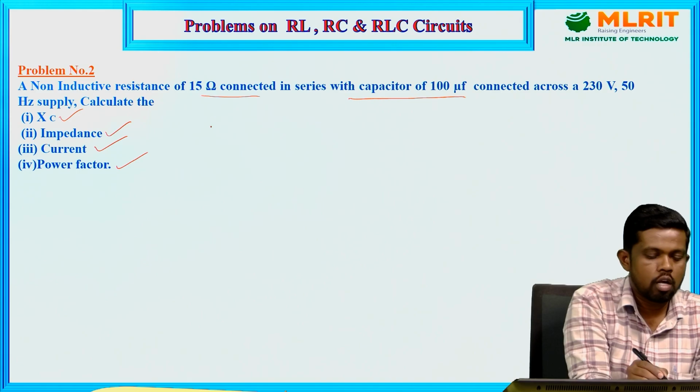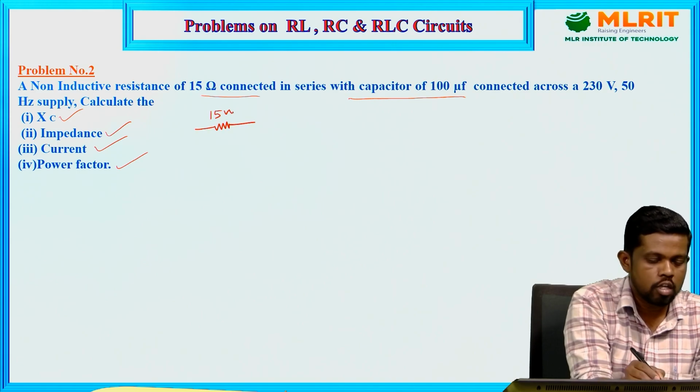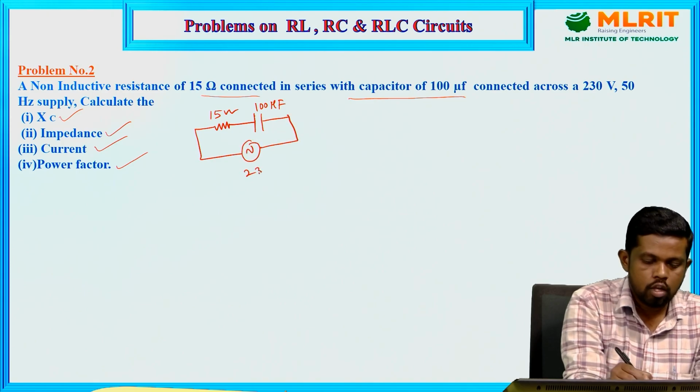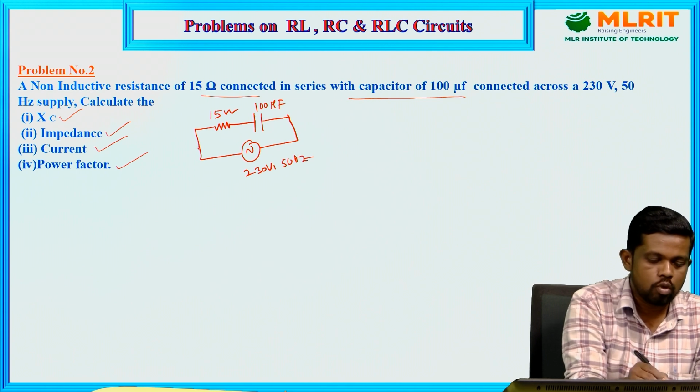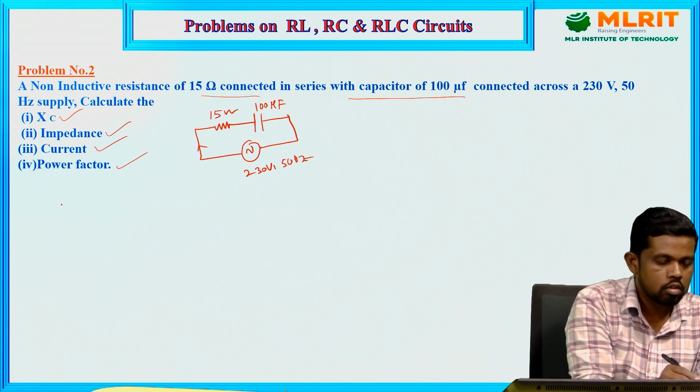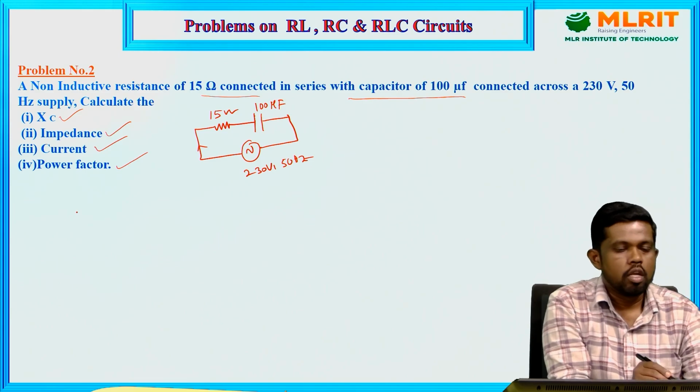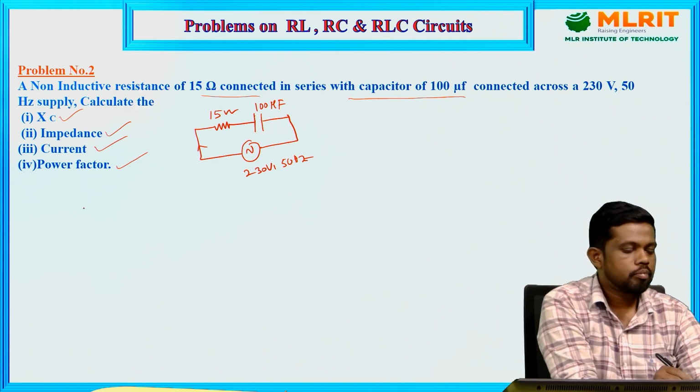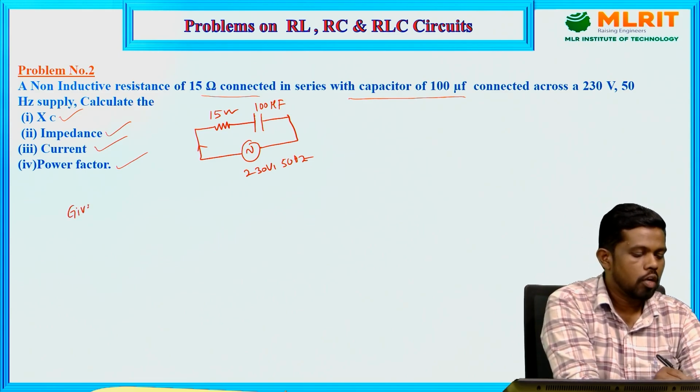Further, we need to draw the circuit diagram. This is the 15 ohm resistance, connected in series with a capacitance of 100 microfarad, connected with an alternating source of voltage 230 volts, 50 hertz. Based on this, we need to find these parameters. For this, we need to go with the given data.